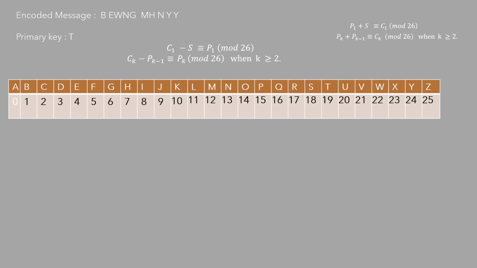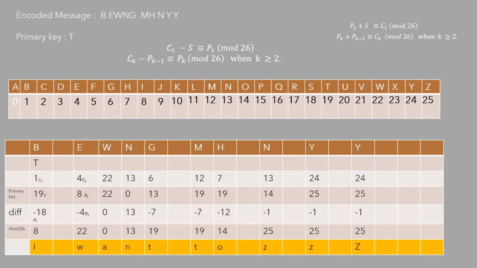Using the same numerical values, let us write the encoded message first, and we know that the seed is T. For the letter B, the number is 1, so that is your C1. And for the letter E, the number is 4, that is C2. So the third row here gives us the values for C1, C2, C3, etc.